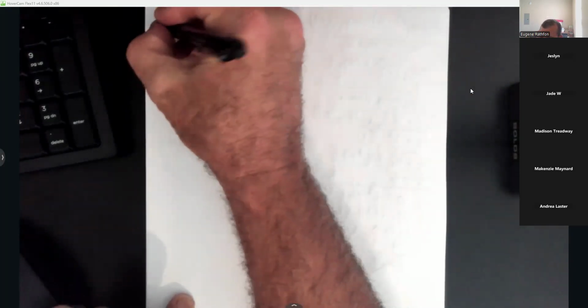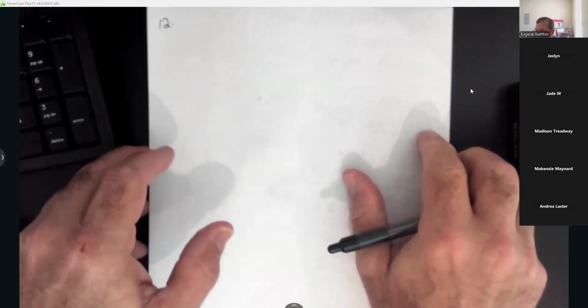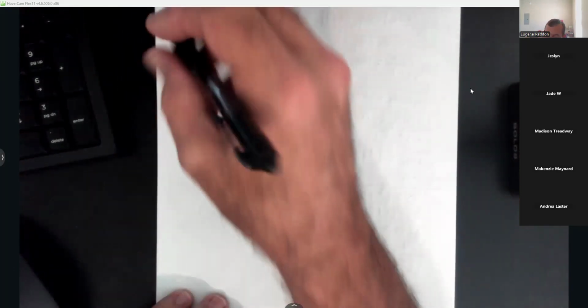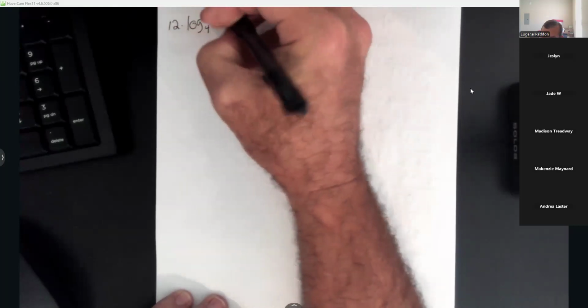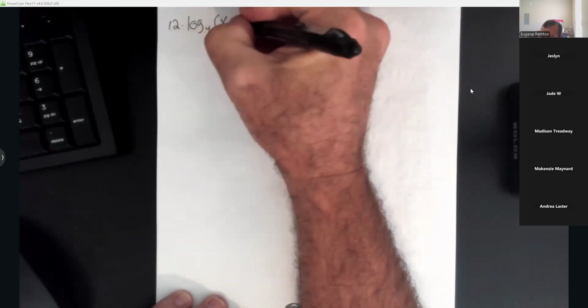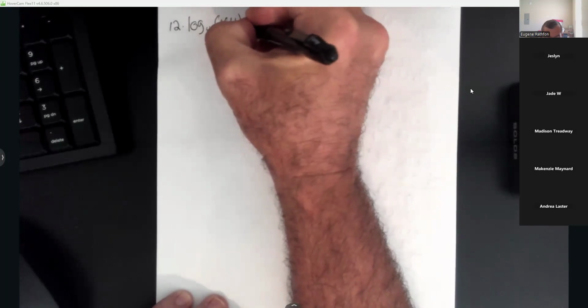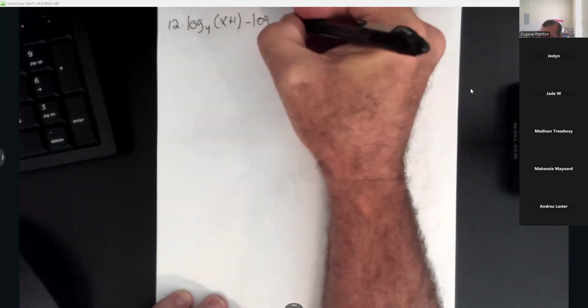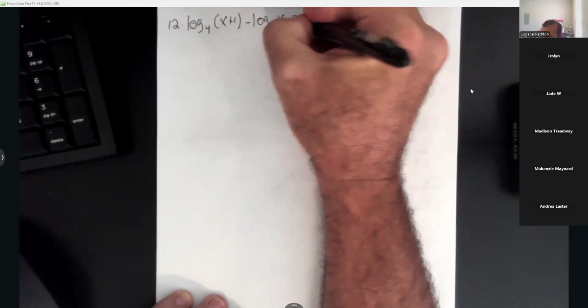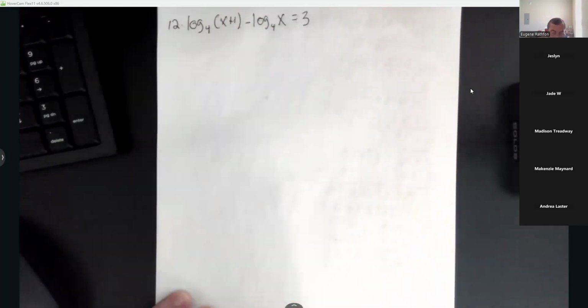All right, y'all. So what's next? Number 12. And let's see what I got here for 12. I got a log base 4 of (x plus 1) minus a log base 4 of x equals 3.